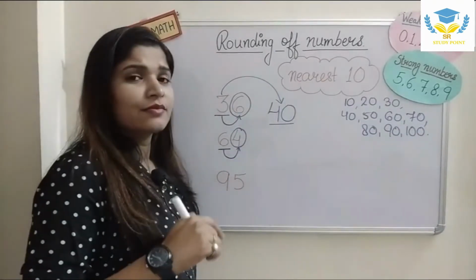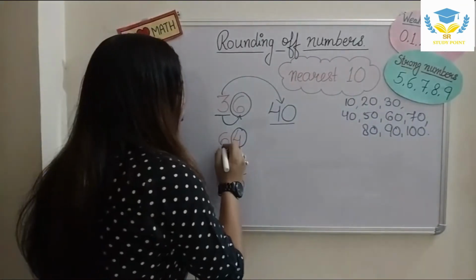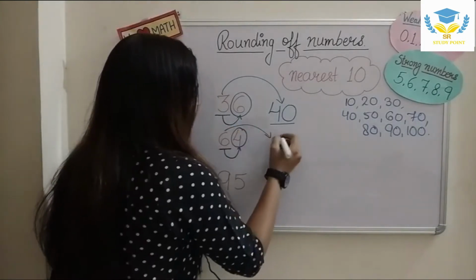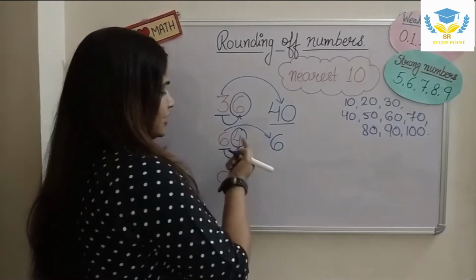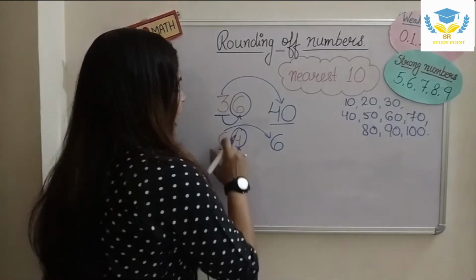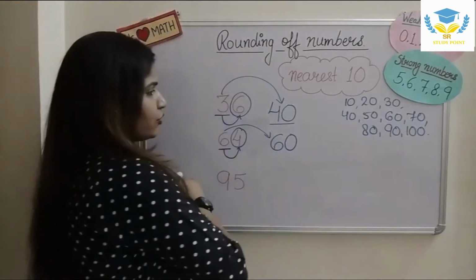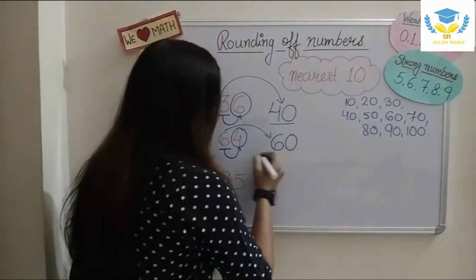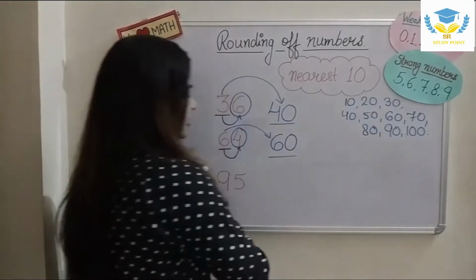So weak number, no power or less power, so it will not be able to push it. So the same 6 will remain 6 because 4 has not pushed 6. And 4 at the place of ones we are going to put 0, as we are making it in terms of multiples of 10. So 64 will be rounded off to 60.